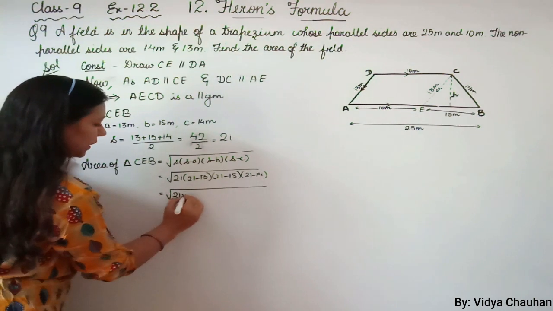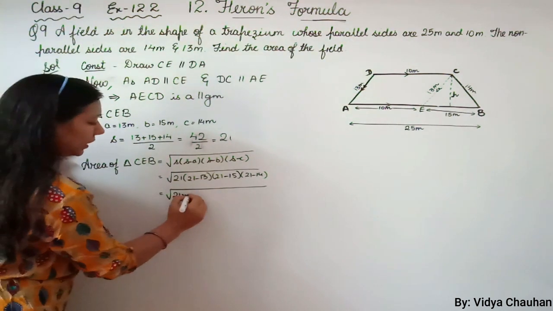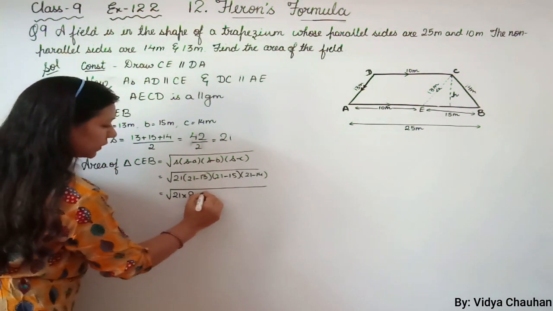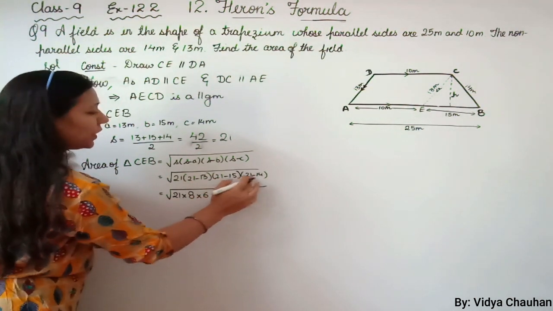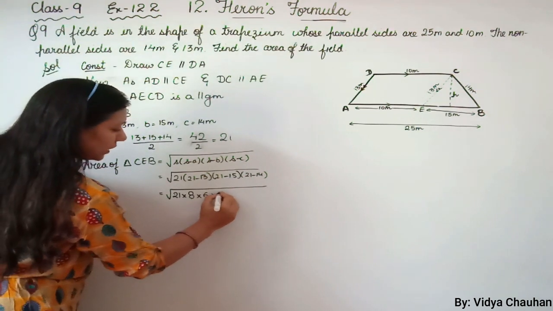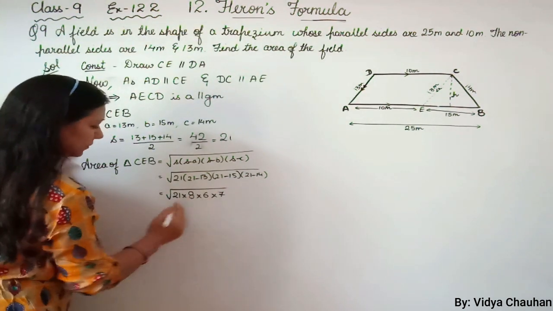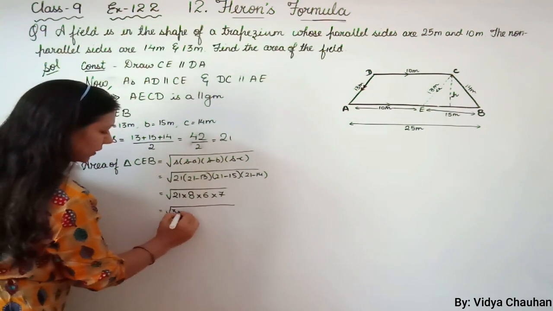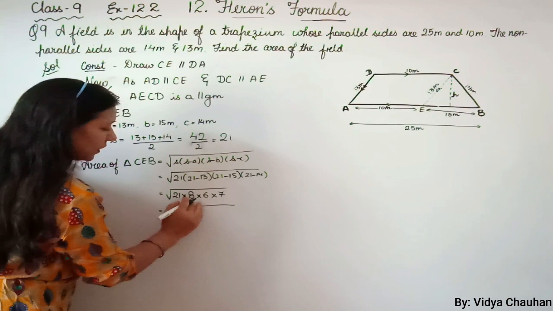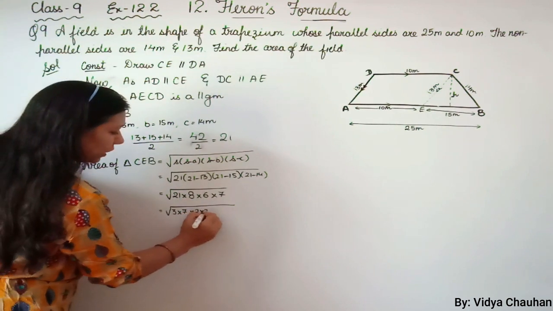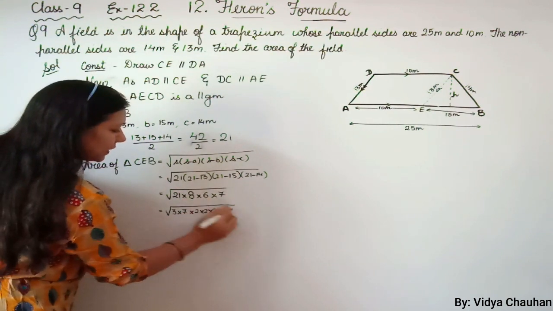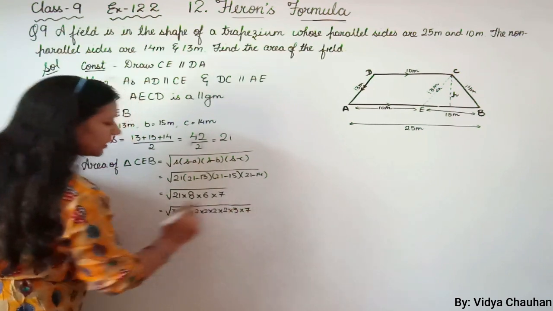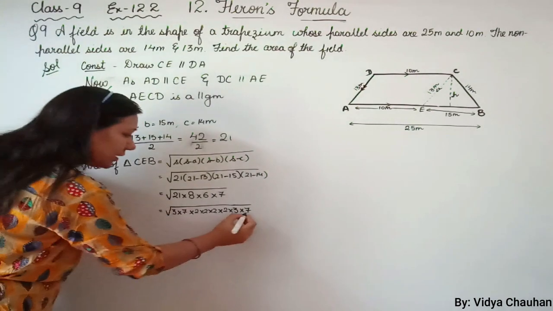Solving it up, 21 into 21 minus 13 gives you 8. 21 minus 15 equals 6. 21 minus 14 equals 7. Making the factors here: 21 is 3 multiplied by 7. For 8 we can write 2 into 2 into 2. For 6 it is 2 multiplied by 3. And lastly 7. Let's make the pairs now.